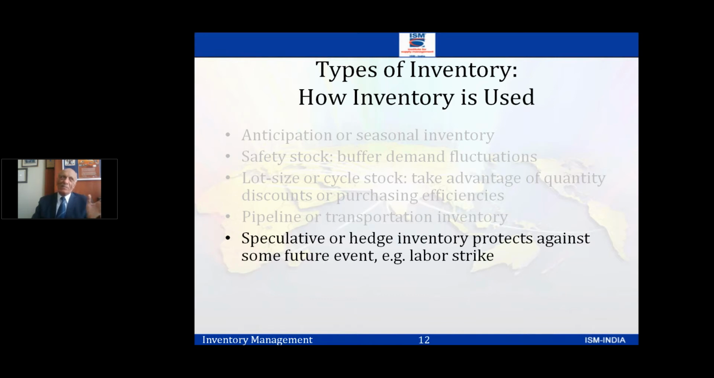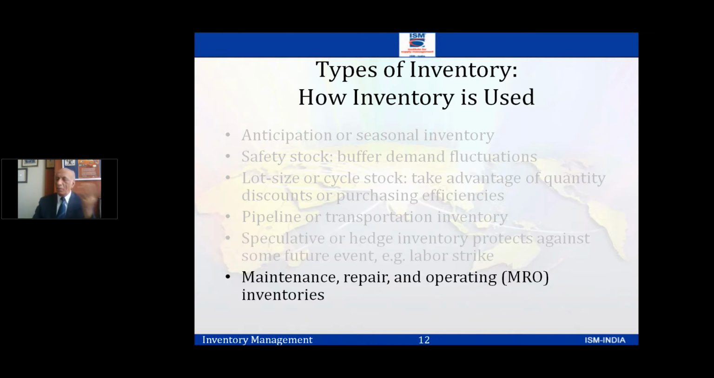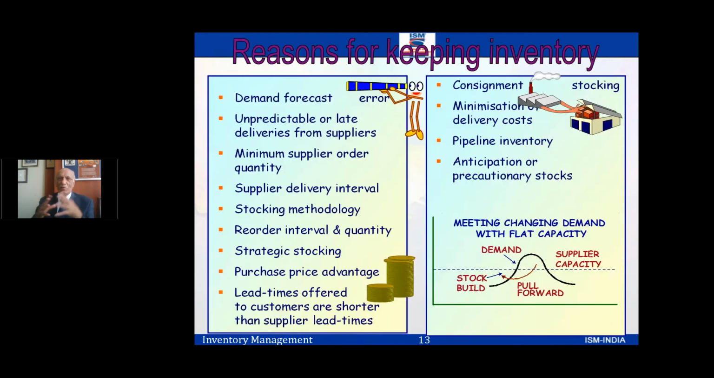Let's say I'm in the steel industry, my raw material is coming, the iron ore is coming, and I know there's a problem going on in that state. I will buy the raw material or coal much in advance before the strike comes up and the whole plant of mine comes to a strike. So that speculation is there around. MRO inventories again. Now this gives you the reasons for keeping inventory. I think to a lot of extent I've covered it, but let me quickly go through it.